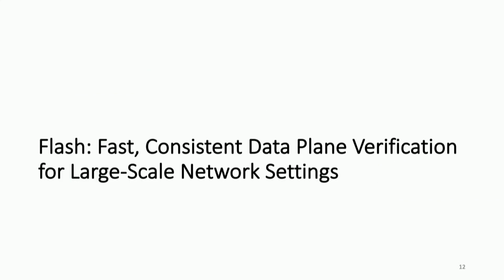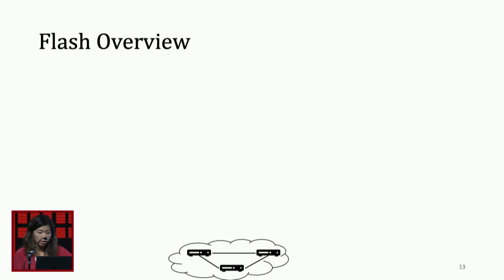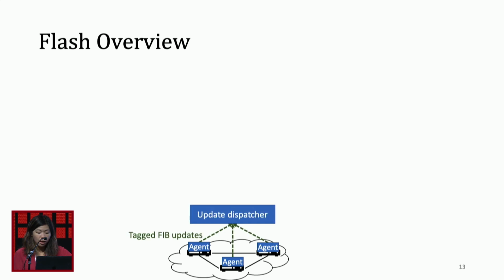So let me go into our proposal, FLASH, fast, consistent data plane verification for large-scale network settings. At a high level, we augment each switch with an agent, and this agent will monitor the FIB update and its current network state. It will tag the FIB update with its associated network state and send it to an update dispatcher.